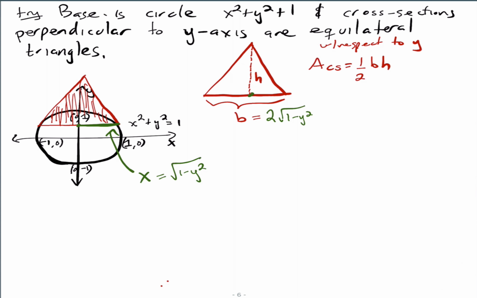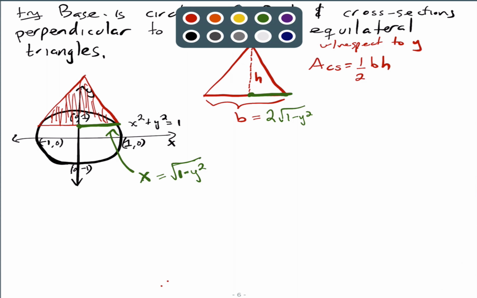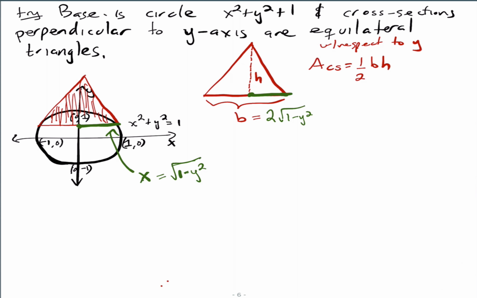Okay, so do you guys see the connection? This green line right here corresponds to this green line right there. The length of the green line is x, which is equal to the square root of 1 minus y squared, right? But the base of the triangle is twice that. Does that make sense? Okay, now what's the height? Well, for that we need to do a little bit more thinking here. But it's not terribly difficult. It just involves using some stuff that we maybe have forgotten by now. But that's all right.